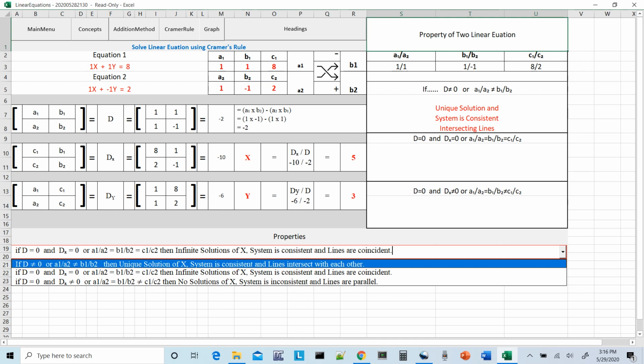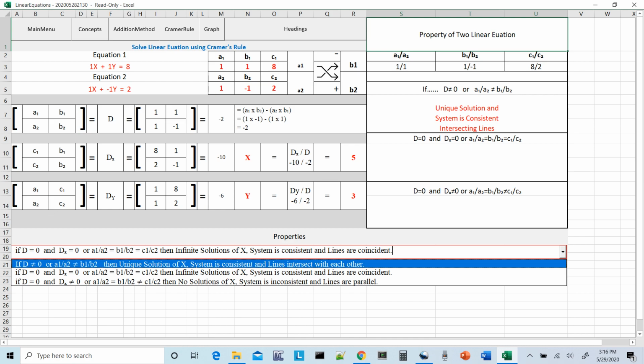What does that mean? There is only one value of x possible, and the given system of 2 linear equations is consistent. And when there is a common value of x available, that means these lines intersect with each other. That is the reason you found a unique solution of x. That is your first property.